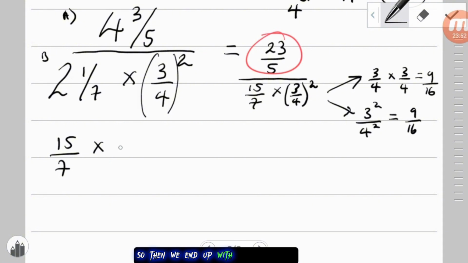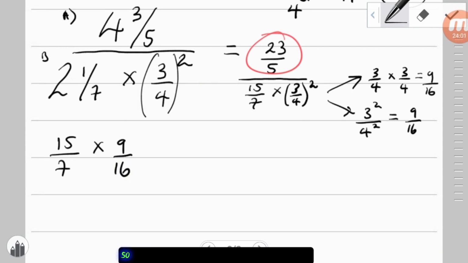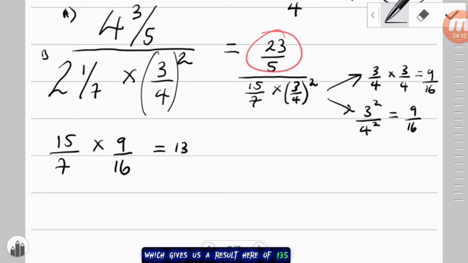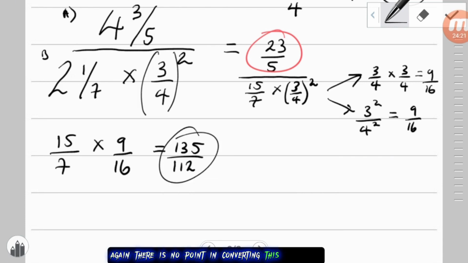So then we end up with 9 over 16. We're then looking for something to cancel, but there isn't anything here. So since there isn't anything to cancel, we end up with 15 multiplied by 9, which gives us a result of 135, and 7 multiplied by 16 gives us a result of 112. Again, there is no point in converting this back to a mixed fraction because we're not yet finished with the problem.